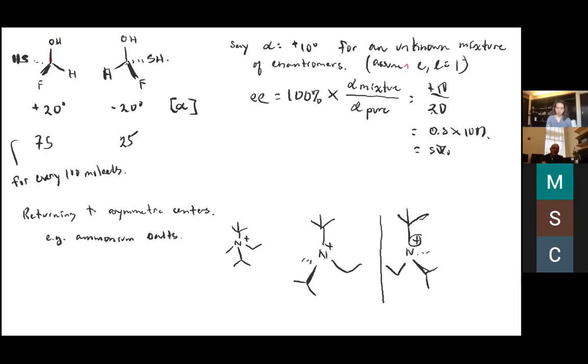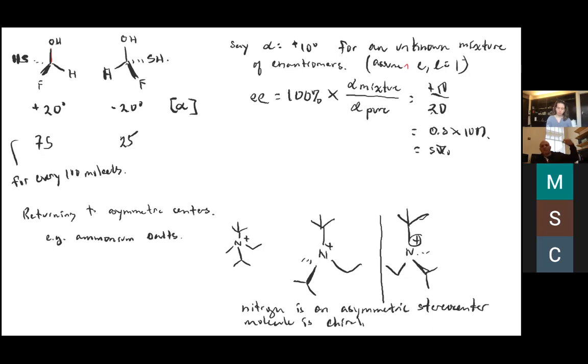That nitrogen is close to tetrahedral. You can't interconvert those 2 mirror images without breaking a bond, without reconfiguring the molecule. And so that nitrogen is chiral, or an asymmetric stereocenter. The molecule is chiral. There's actually a whole field of synthetic chemistry where we use these chiral ammonium salts as catalysts to achieve different transformations.